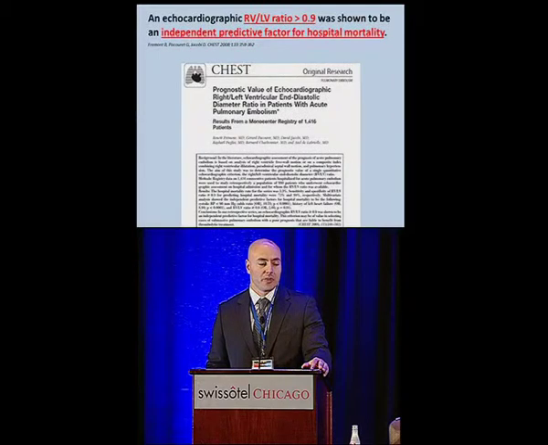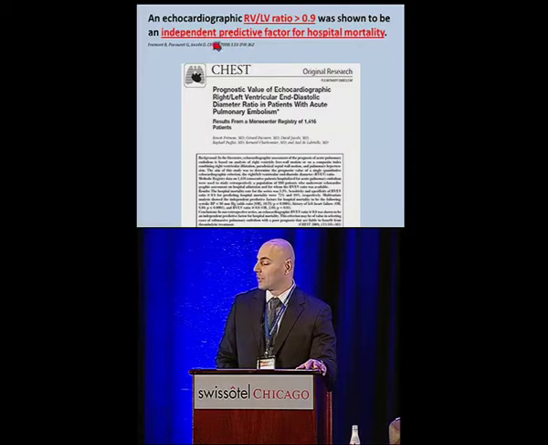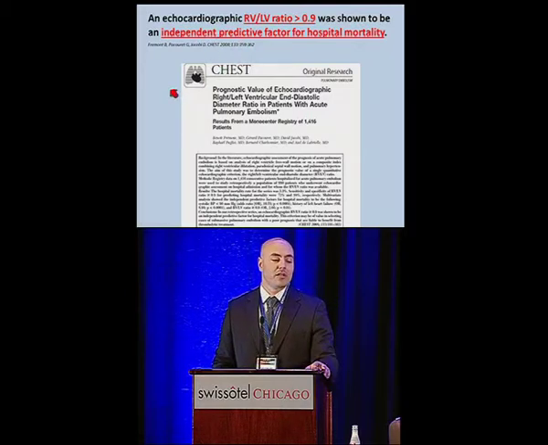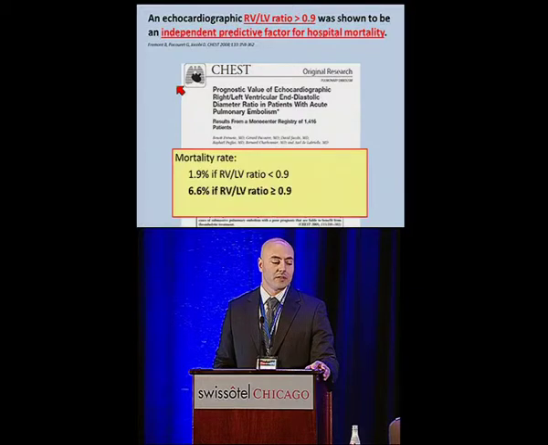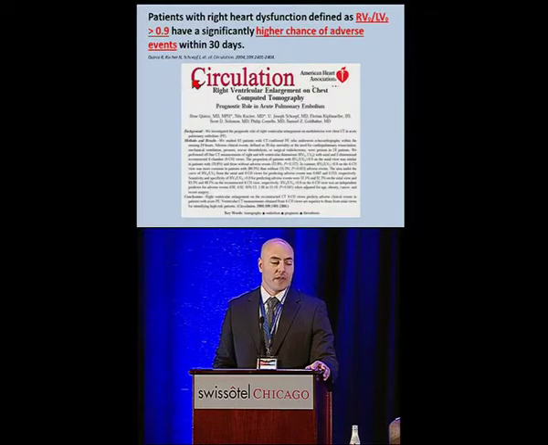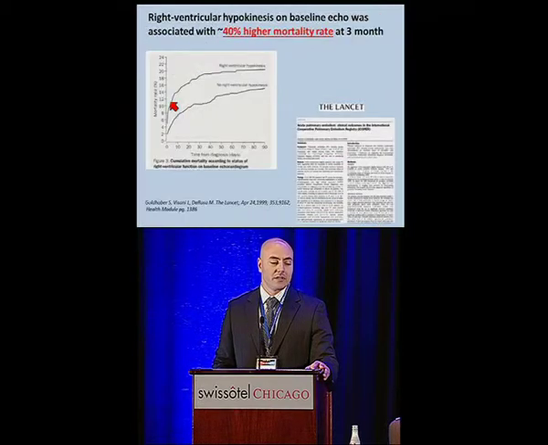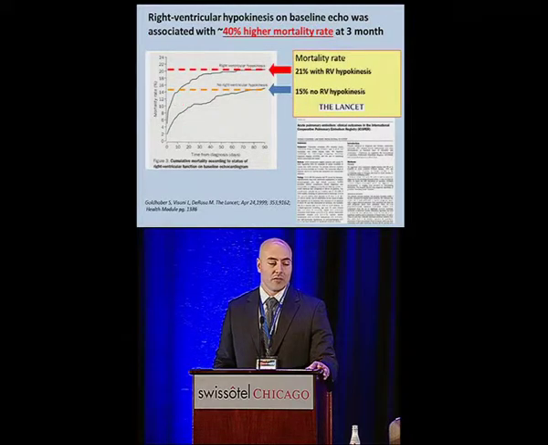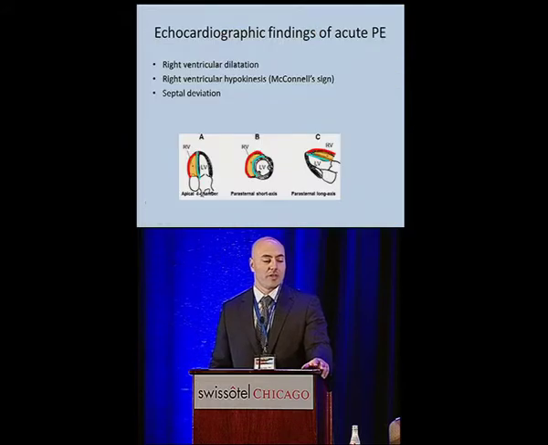If we look at the literature real quick, we do know that well-established echo findings show that the right ventricle to left ventricle ratio greater than 0.9 is an independent predictor of hospital mortality. And we do know that the ratio greater than 0.9 has a higher adverse events within 30 days. And we also know that based on echo, there's a 40% higher mortality at 3 months with these patients that have RV hypokinesis. Basic echo summary in the acute pulmonary embolism, they have right ventricular dilatation. These patients have right ventricular hypokinesis and some septal deviation.